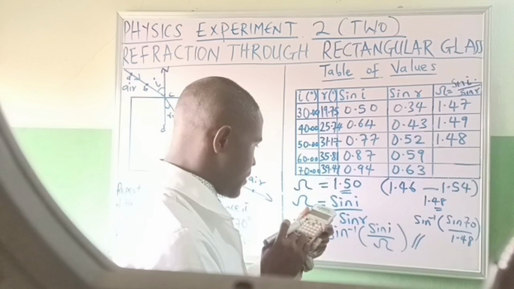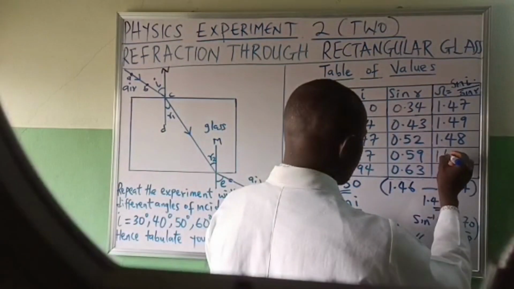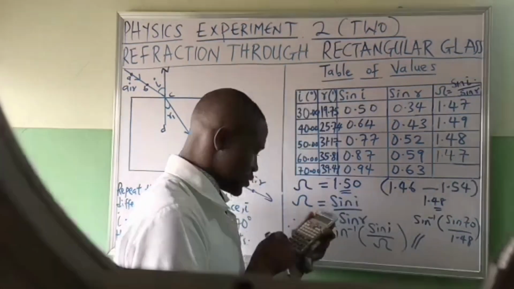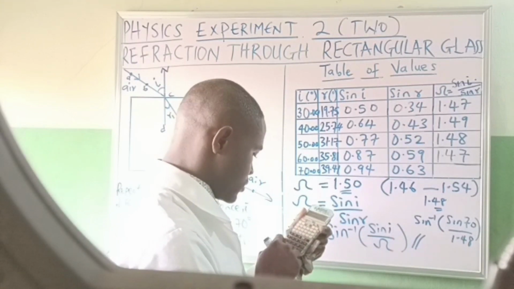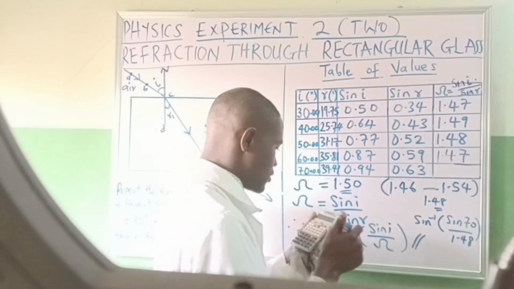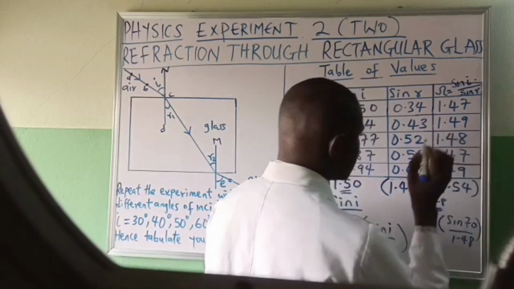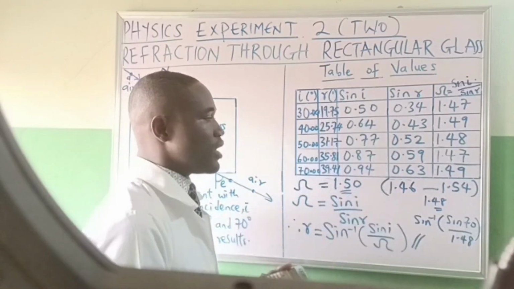0.87 divided by 0.59, 1.47. 0.94 divided by 0.63, 1.49. So we have succeeded to get our table of values.